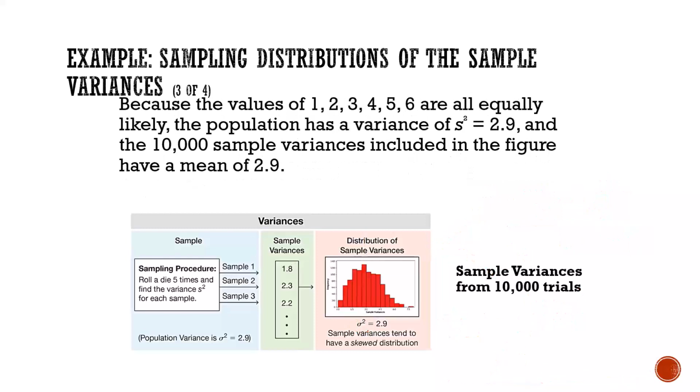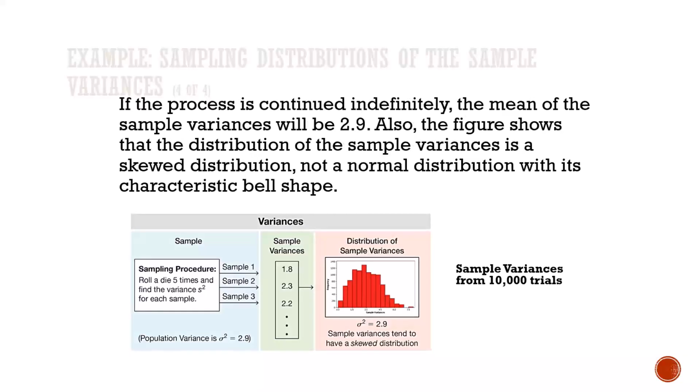But it still targets 2.9, right? So that part isn't any different. So it still targets 2.9, but the distribution will not be bell-shaped. It will be, well, kind of whale-shaped, maybe, like this is its head, its tail, I don't know.